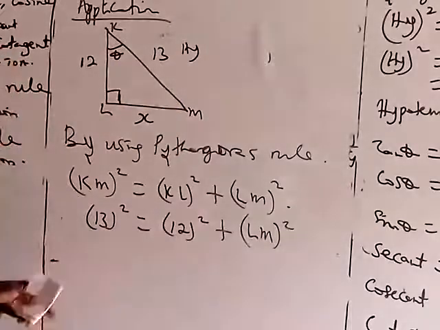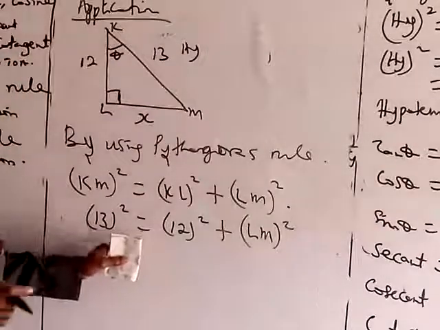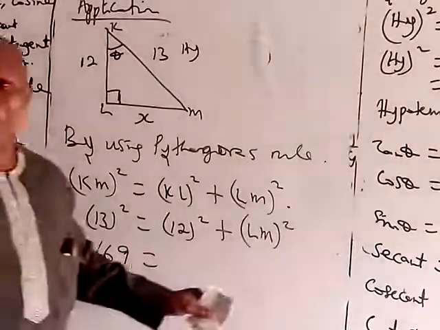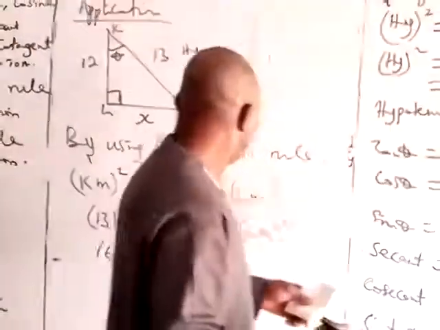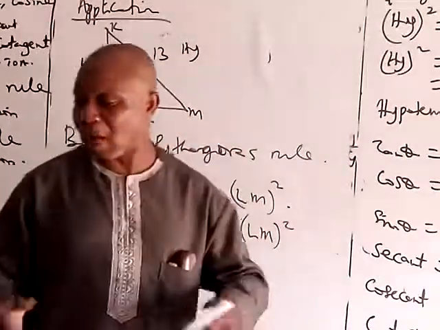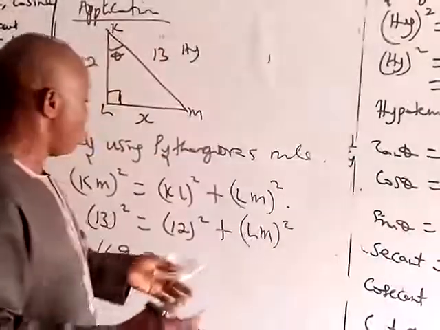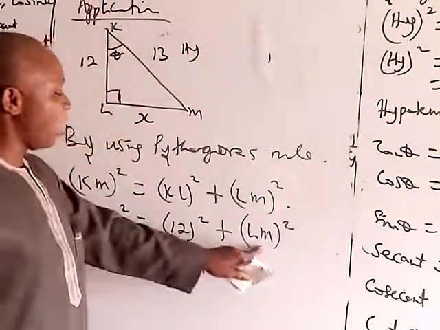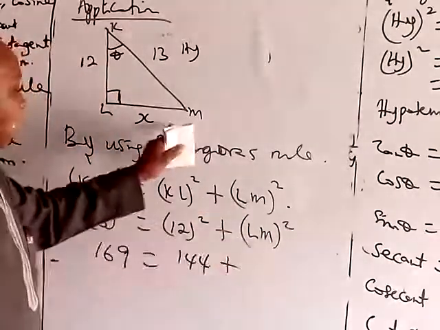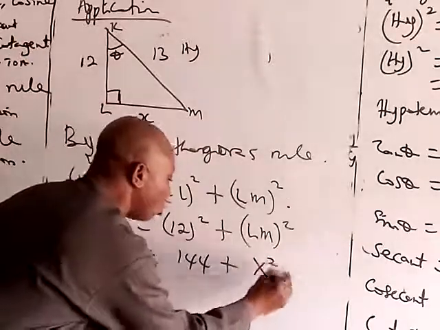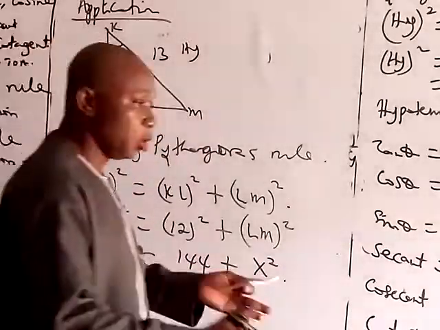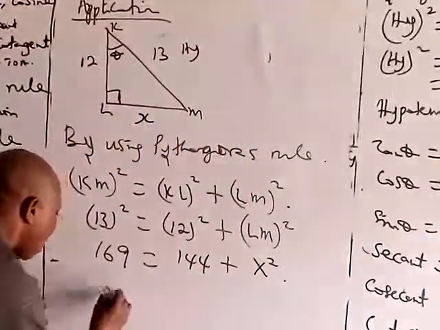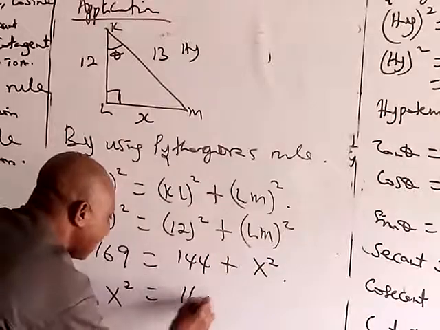Viewers at home, 13 raised to power 2 is 13 times 13, which is 169. And 12 raised to power 2 is 12 times 12. By using your calculator, you have 144 plus. But don't forget, LN is represented by letter x. So you have x raised to power 2. Then the next thing is to collect the like terms. So x raised to power 2 now will be equal to 169.